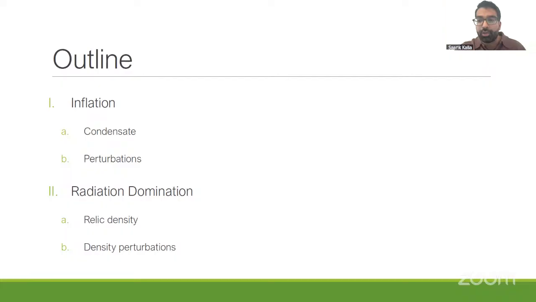Then in the second part, I will talk about the perturbations of the field. And I'll show how you actually get a blue tilt for the spectrum. I'll show how a potential leads to a blue tilt. In particular, I'll tell you that the size of the blue tilt will be related to the slow roll parameter that we've calculated in the first part.